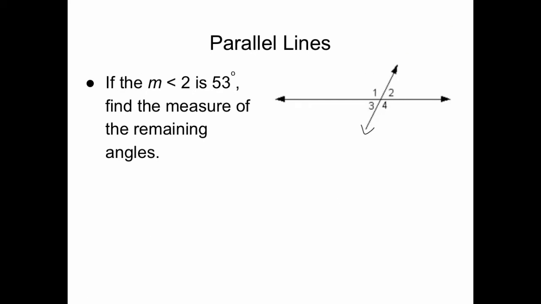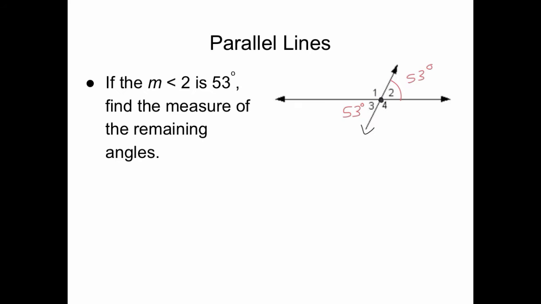All right, if the measure, this is our last example for the day, of angle 2 is 53 degrees, find the measure of the remaining angles. So angle 2 here is 53 degrees. We can definitely find the measure of the remaining angles. There's my point of intersection, so there's my vertex. I could go, angle 2 and angle 3 are vertical angles. They share this vertex and they're directly opposite, so that means they're congruent. They have the same measure. That means angle 3 is also 53 degrees.